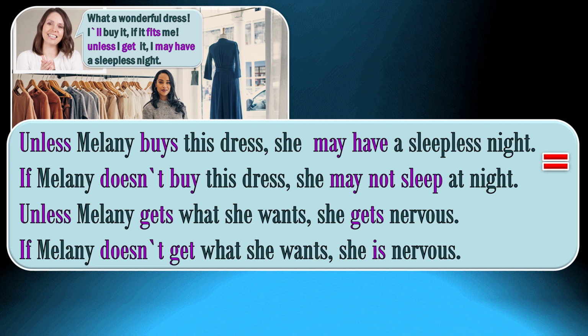Unless Melanie buys this dress, she may have a sleepless night. If Melanie doesn't buy this dress, she may not sleep at night. These sentences mean the same. Unless Melanie gets what she wants, she gets nervous. If Melanie doesn't get what she wants, she is nervous. These sentences also mean the same.